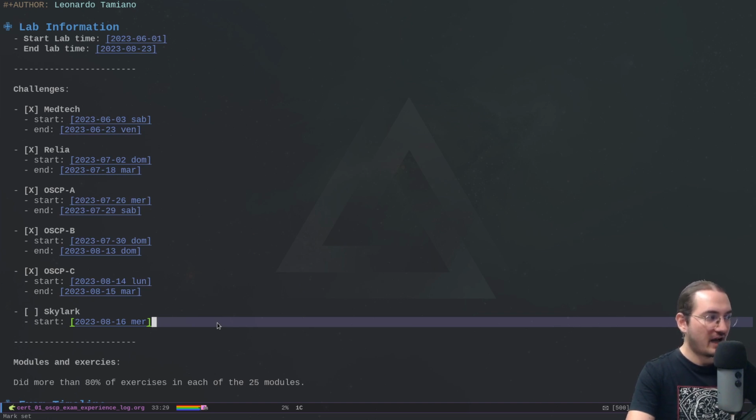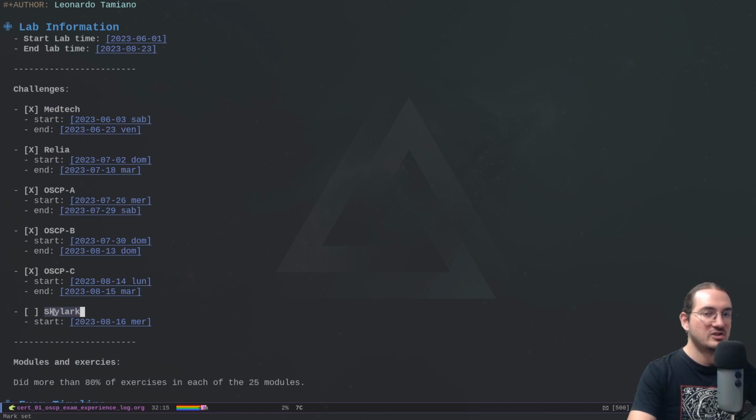Now, there are two types of challenge labs. The first type are those of MedTech, Relia, and Skylark. This type of challenge labs are full of machines, about 10 to 20 machines for each lab, and they get progressively difficult, which means that MedTech is the easiest, then there is Relia, and then finally there is Skylark.